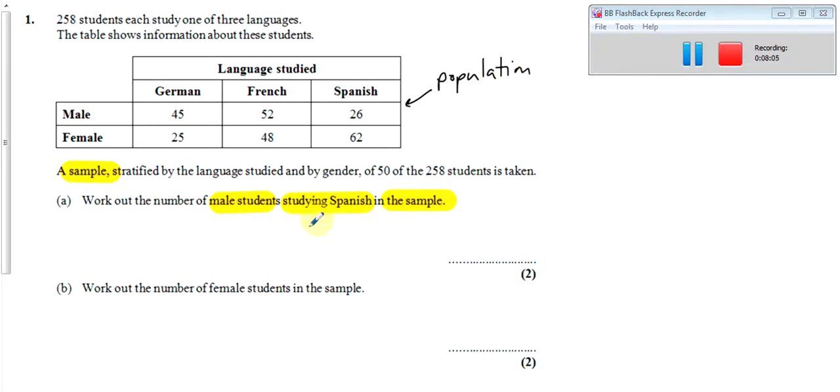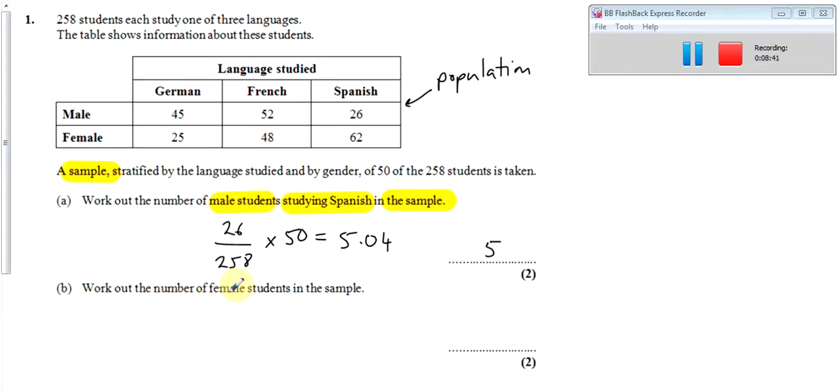But it's okay, it's really simple. So we need a fraction. It's 26, because that's the number of male students studying Spanish, out of 258. There's the fraction of the sample. And all we have to do is type that in. So it's 26 out of 258 multiplied by 50. And my calculator says that is 5.04, which means 5 male students.